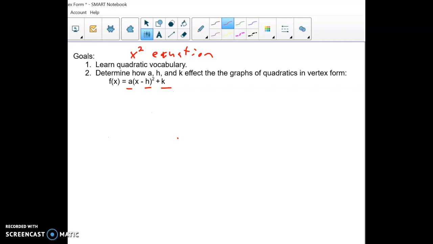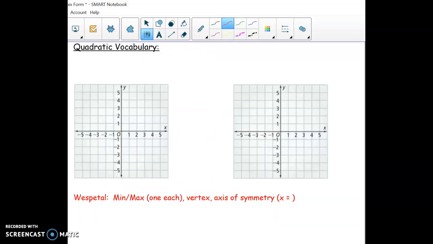All right, but here we go with goal 1. Is quadratic vocabulary. So again, if you didn't already write down there, quadratic is an x squared equation. Okay, and so their graphs, again, are called parabolas. The graph is a parabola.